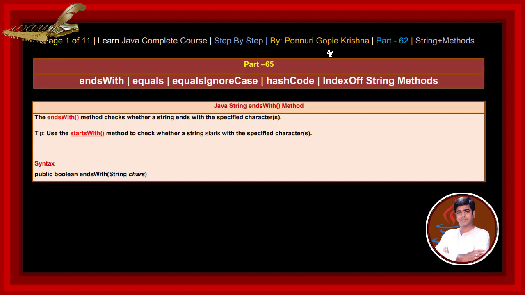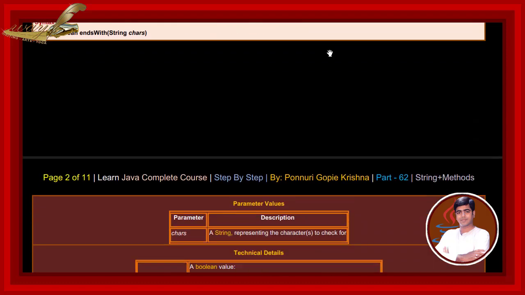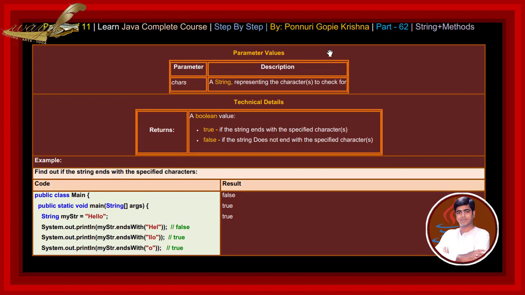The ends with method checks whether a string ends with the specified characters. Use the starts with method to check whether a string starts with the specified characters. Syntax: public boolean endsWith(String characters). Parameter value: a string representing the characters to check for. Technical details: a boolean value, true if the string ends with the specified characters, false if the string does not end with the specified characters.